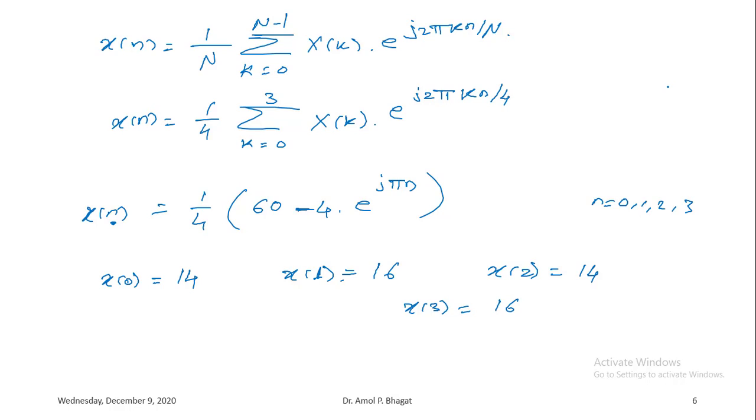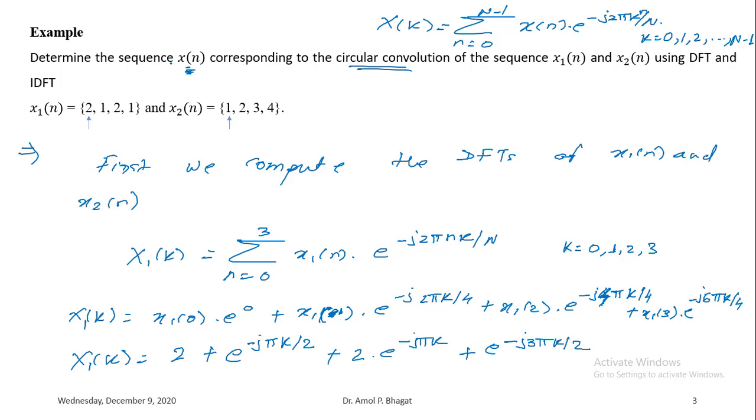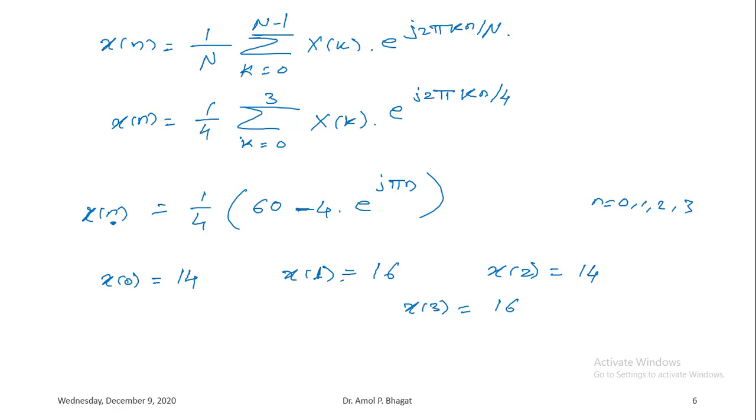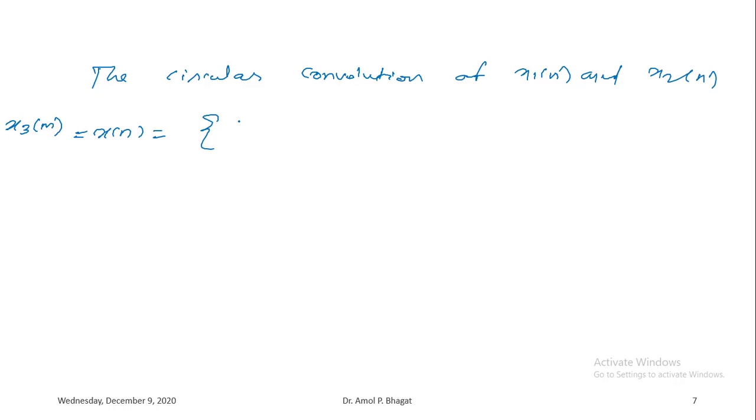So the circular convolution of x1 of n and x2 of n, as it has been asked in the example, is nothing but the corresponding sequence x of n, which we had indicated previously as x3 of n. Okay, so this x3 of n is nothing but the x of n, and these are the 4 samples, that is 14, 16, 14, 16. So we get the same result, with origin at 14, that is at the first sample.